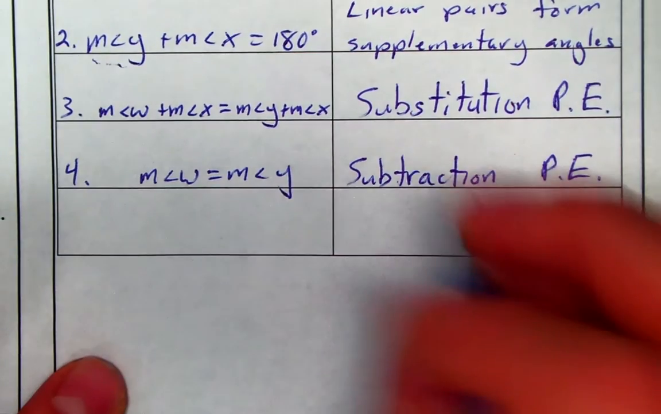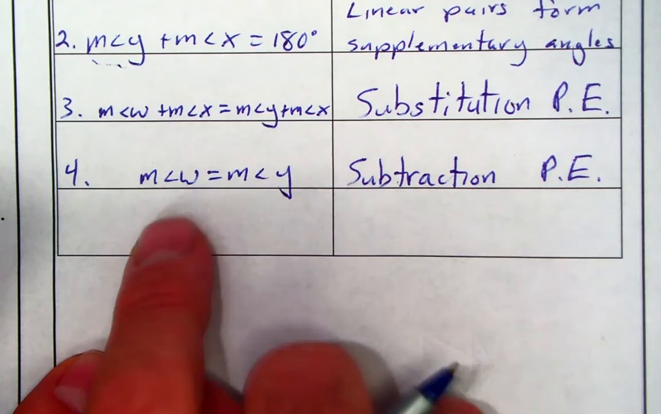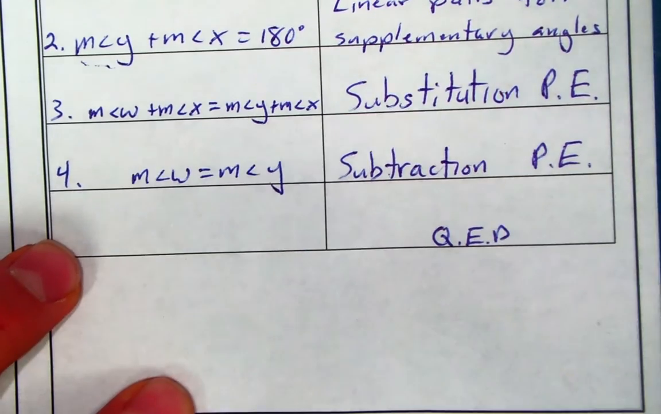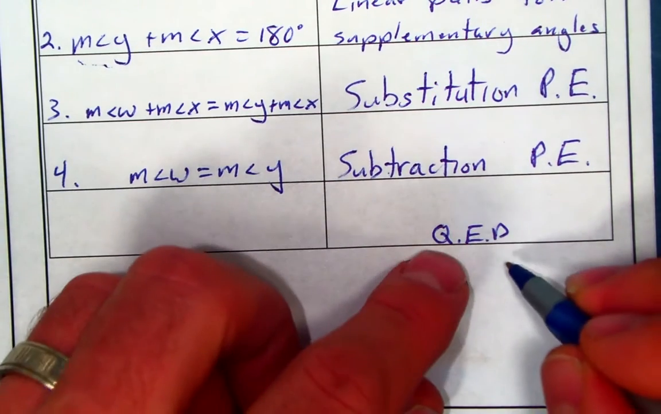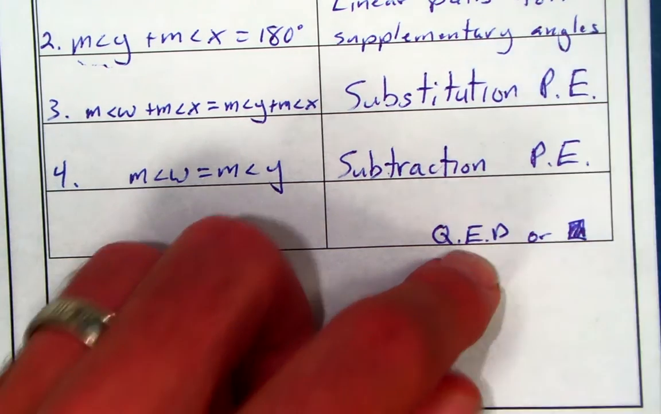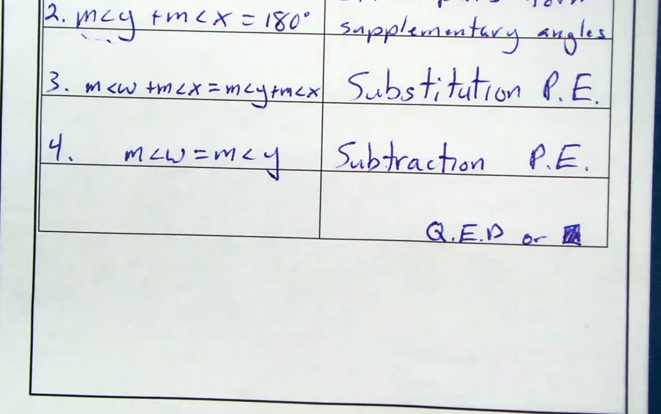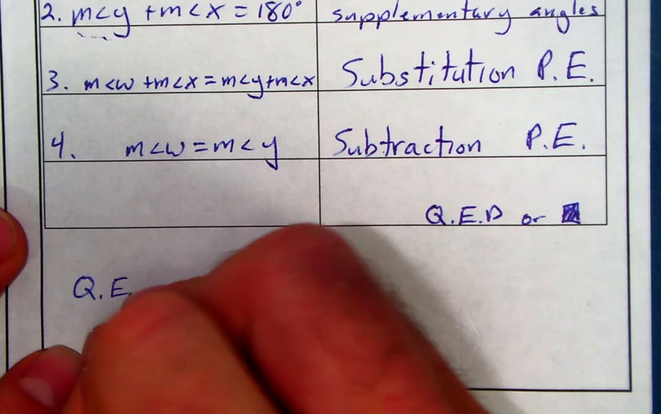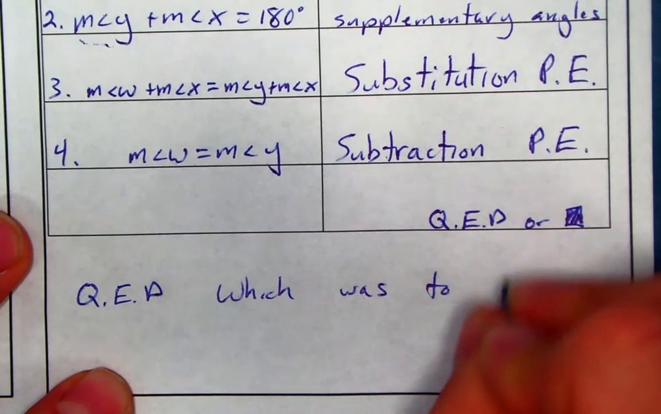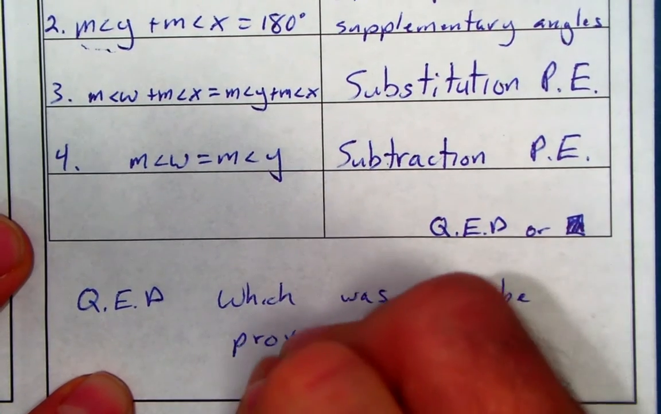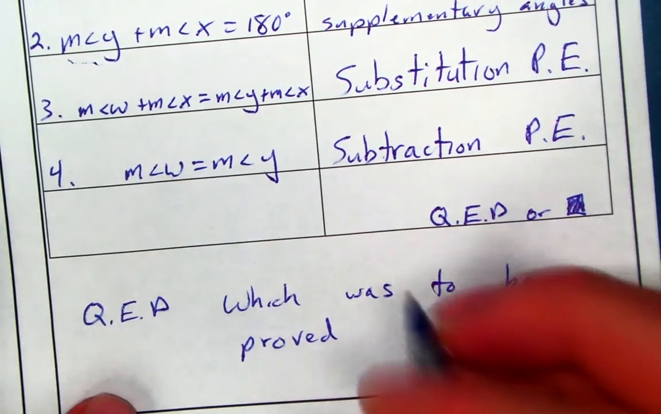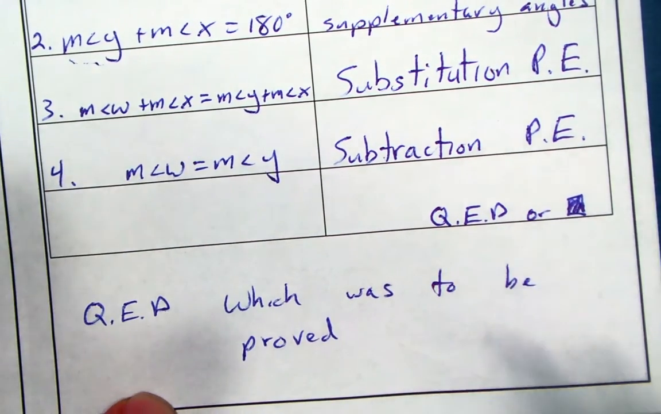And then the last statement. Well, we're done. We proved that the vertical angles are congruent. So we say either QED, which is kind of an old way of saying which was to be proved, or we just put like a filled in square that's kind of like a period that says that's the end of the proof. Okay, QED, which was to be proved. I forget what the words actually are, but that's the main idea. It's Latin for which was to be proved.